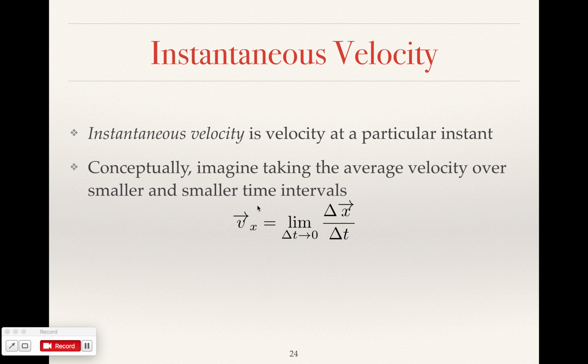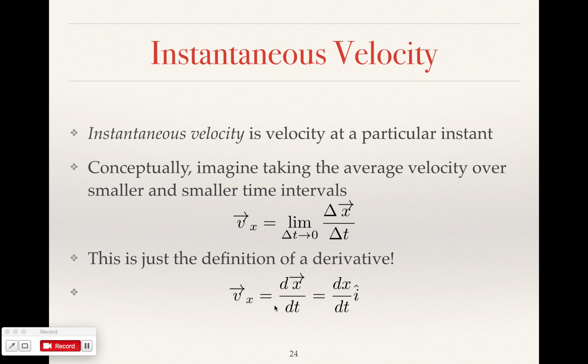So this looks very similar to our average velocity, delta x over delta t, only now we're going to take the limit of the average velocity as delta t shrinks to 0. And if you were paying attention in calculus class, this is exactly the definition of a derivative. So the instantaneous velocity is the derivative of the position x with respect to time, or dx dt. And again, i hat is our unit vector in the x direction. So if we know the position as a function of time, we just take the derivative with respect to time, and that tells us our instantaneous velocity.